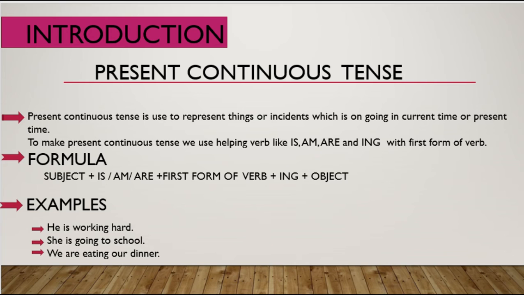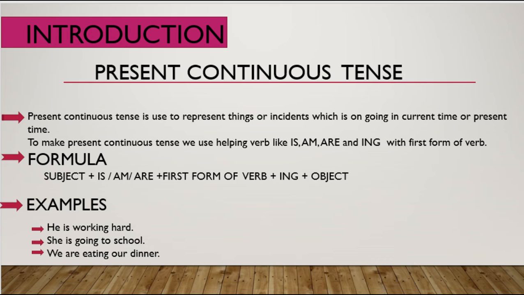Present continuous tense. Present continuous tense is used to represent things or incidents which are ongoing in current time or present time. To make present continuous tense we use helping verbs like is, am, are and ing with the first form of the verb. Formula: subject plus is or am or are plus first form of verb plus ing plus object.